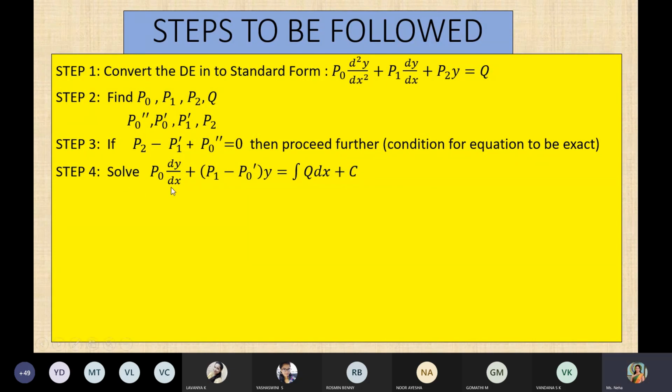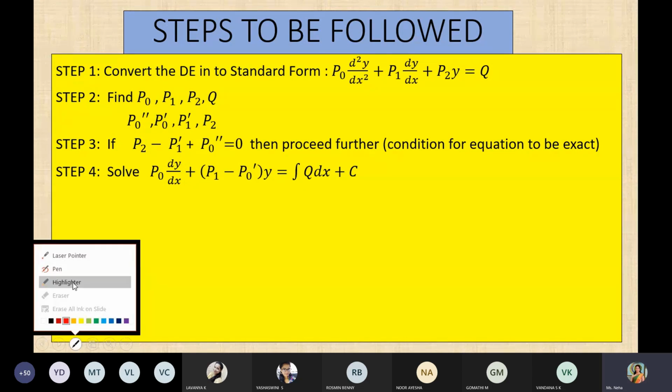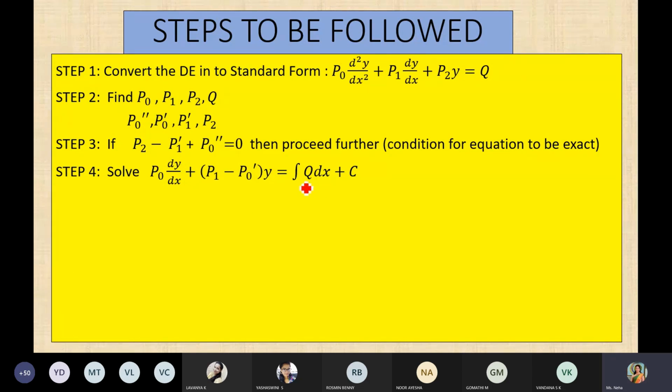Then we come to step number 4, which says P naught into dy by dx plus P1 minus P naught dash into y is equal to integral Q dx plus c. You have to substitute all the values, and then you have to find this integral. The integral of Q is there, no? That integral you have to find.